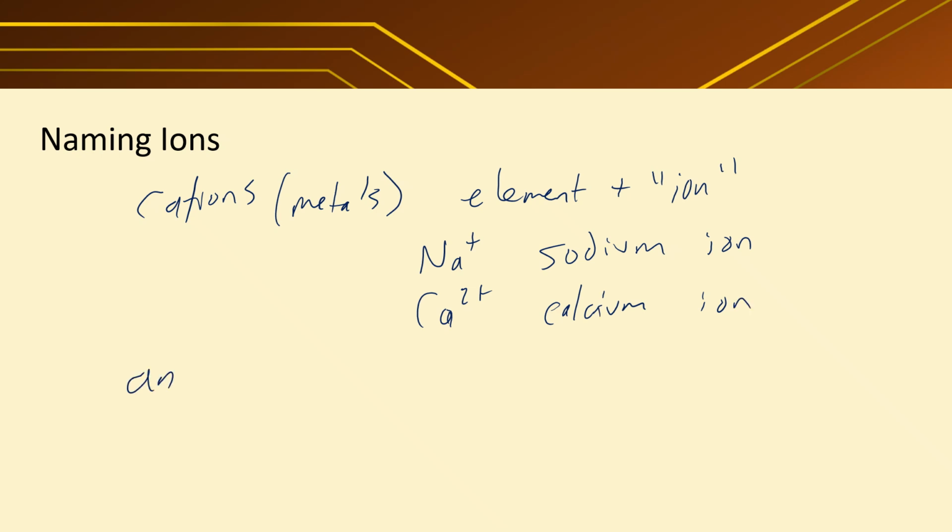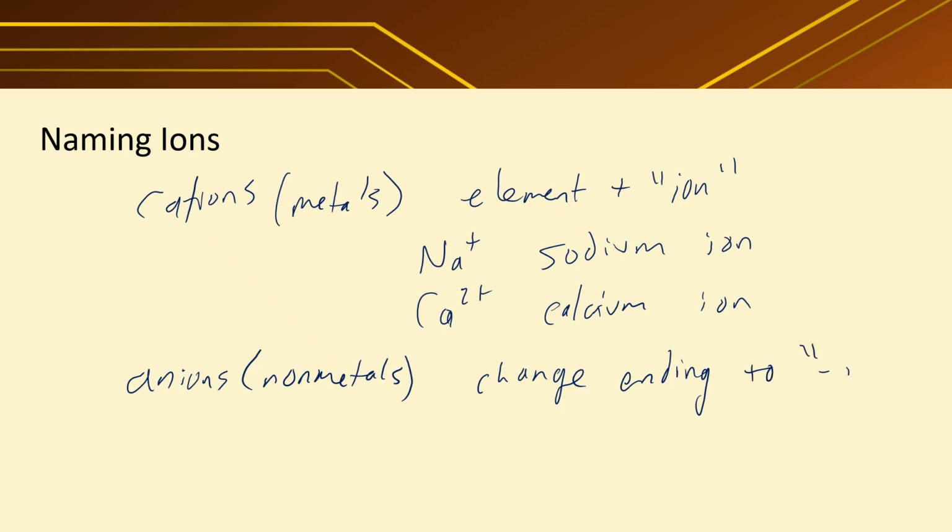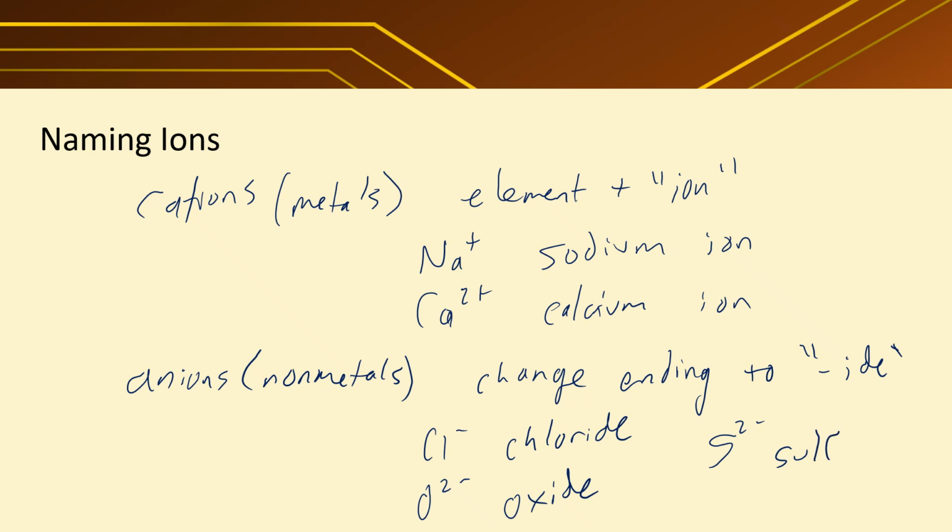Now anions, which are often nonmetals, you're going to change the ending to ide, I-D-E. So a good example, Cl- is chloride. O2- is oxide. S2- is sulfide. And there are others, but whenever you have a negative ion, you change the ending to ide.